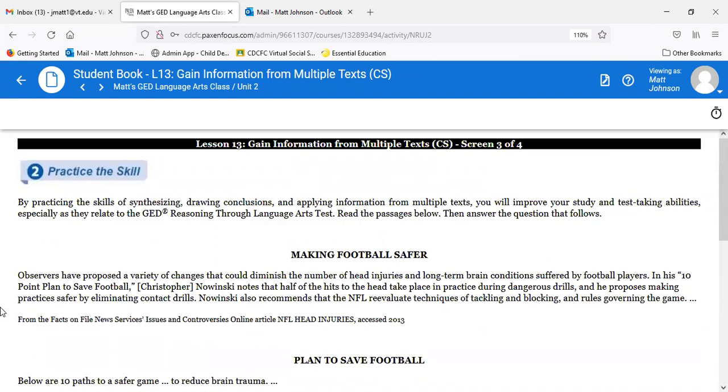Making football safer. Observers have proposed a variety of changes that could diminish the number of head injuries and long-term brain conditions suffered by football players. In his 10-point plan to save football, Christopher Nowinski notes that half of the hits to the head take place in practice during dangerous drills, and he proposes making practices safer by eliminating contact drills. Nowinski also recommends that the NFL reevaluate techniques of tackling and blocking and rules governing the game. From the Facts on File News Services Issues and Controversies online article, NFL Head Injuries, 2013.